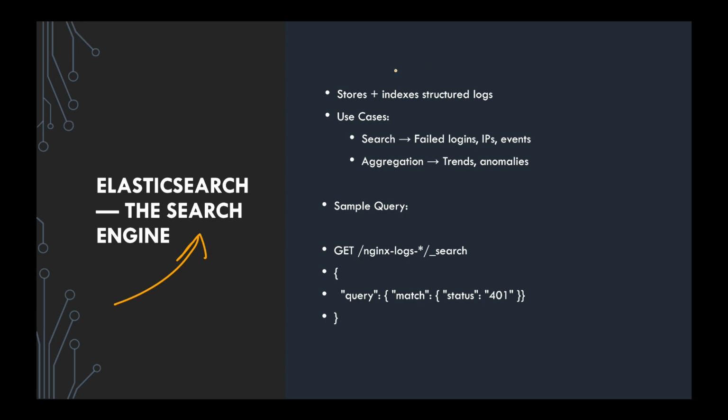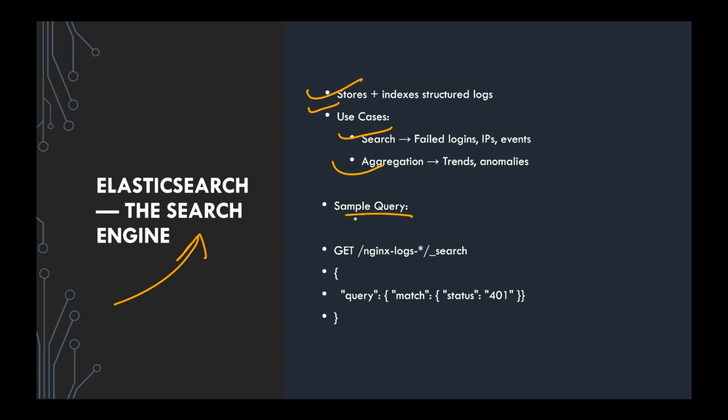So what are the common Elasticsearch use cases? Number one, searching. Elasticsearch lets you query your log data using Lucene query. This is where you can search for specific events like failed logon or a specific IP address. Then aggregation. You can perform complex aggregations to find trends or anomalies, like counting the number of failed logon attempts over time, or identifying the most common attack vectors.